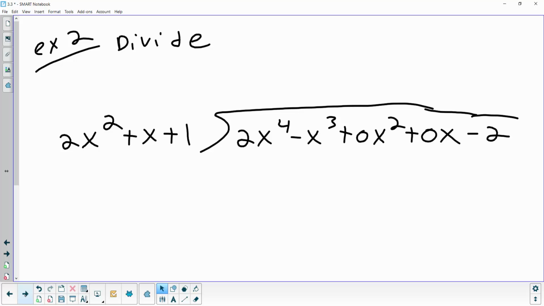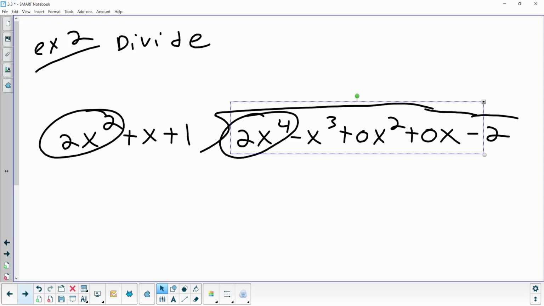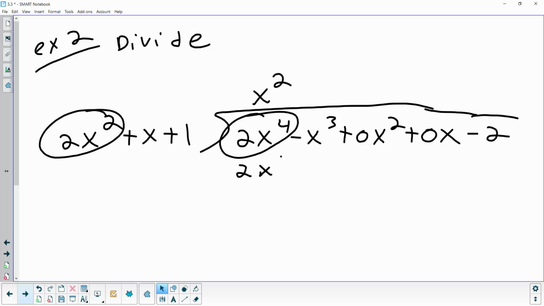Jake, what's the first term in my divisor? 2x squared. Yep. And the first term in my dividend? 2x to the fourth. So we're going to divide this into that. And Sarah, what do I get if I divide 2x squared into 2x to the fourth? X to the second. Okay. And Francesca, if I multiply that out, what's x squared times 2x squared? 2x to the fourth.